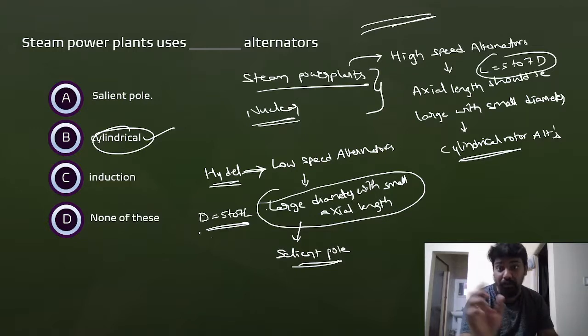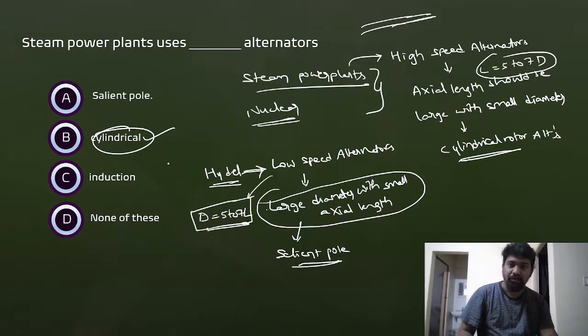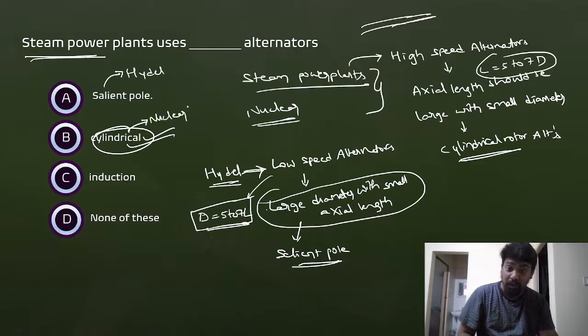But here the diameter of the shaft will be very high. That is why, due to mechanical stress, it rotates at low speeds only. Since we use a steam power plant, we will be using a cylindrical rotor. Salient pole will be used for hydro only. This cylindrical rotor can also be used for nuclear, and for thermal power plants also. Fine. Induction alternator is not there, so we can avoid this.